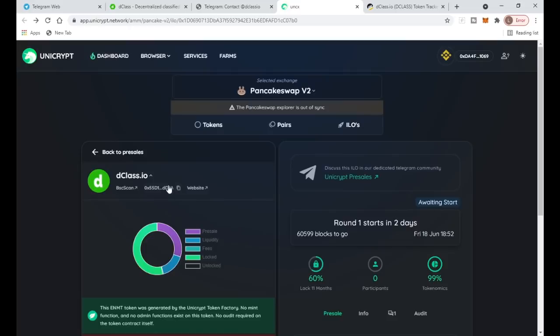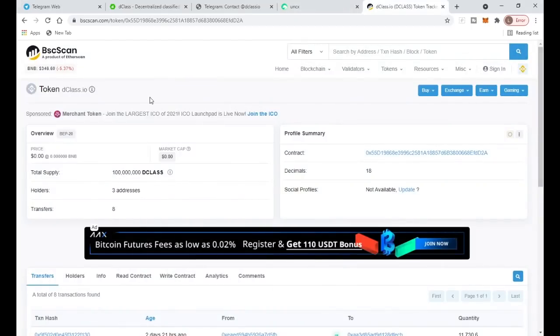We can head over to the BSC scan to have a look at this coin. Yes, it's on the Binance blockchain, so there's hardly any gas fees, which is really, really good to see. At the moment, there's over 100 million tokens available, which is really good because it means there isn't any dead supply.